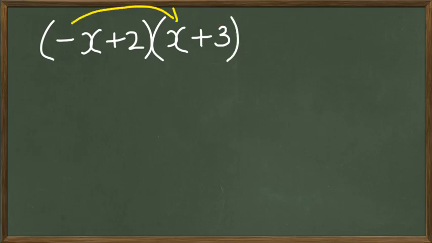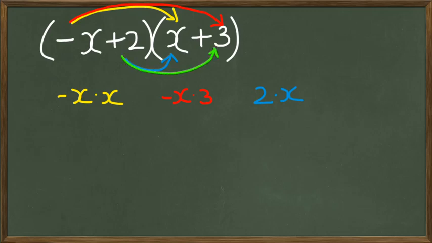You have your first, which is negative x times x. Then you have your outer, which is negative x times 3. Then you have your inner, which is 2 multiplied by x. Finally, your last terms, which is 2 multiplied by 3. And your answer is, of course, negative x times x is negative x squared, negative 3x, you have 2x, and 6.